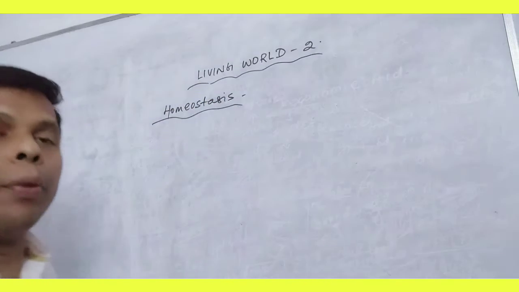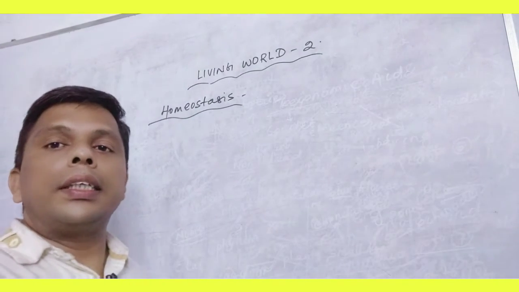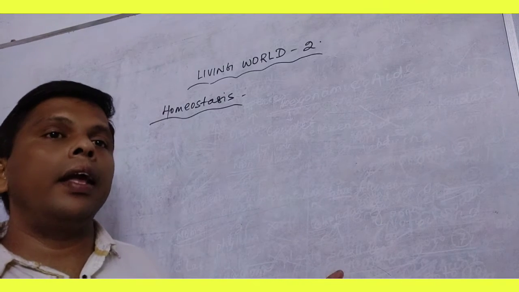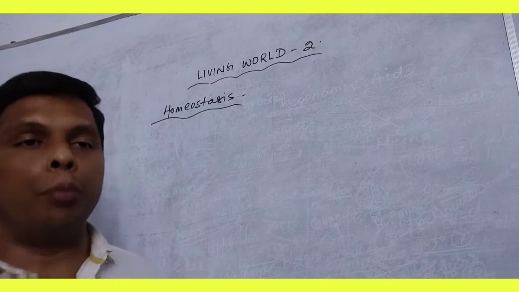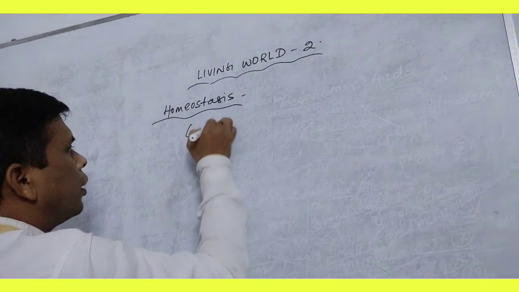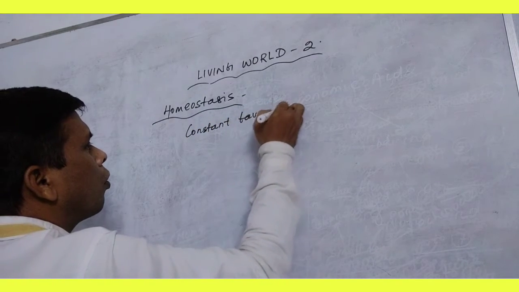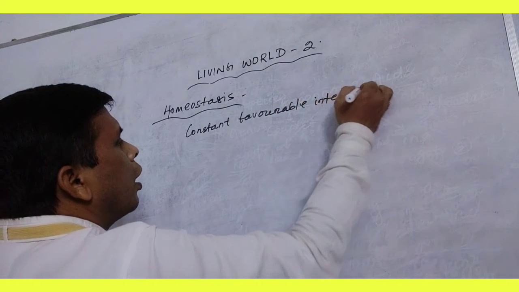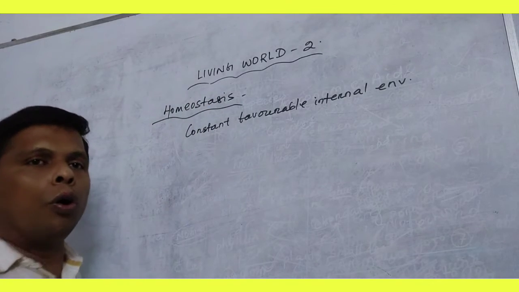What do you mean by homeostasis? Homeostasis is a process of maintaining constant and favorable internal environment. Maintenance of constant favorable internal environment is called homeostasis.